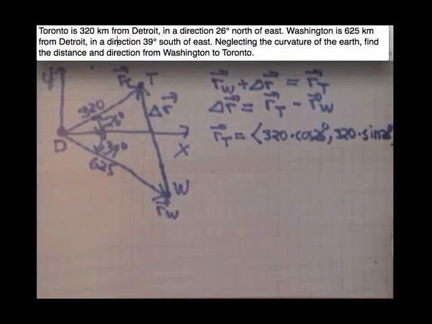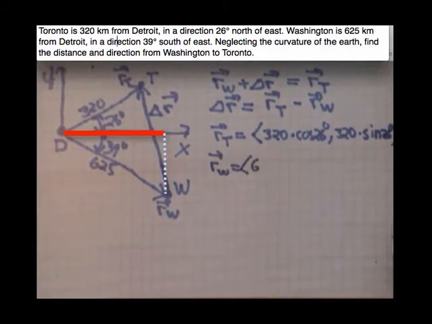Okay. I can now calculate the Cartesian coordinates of the vector R sub W in a similar fashion. The x component is a positive number. It's given by 625 kilometers times the cosine of 39 degrees.